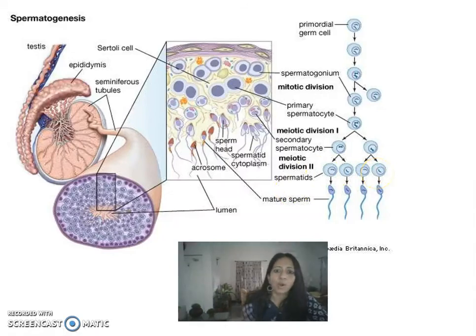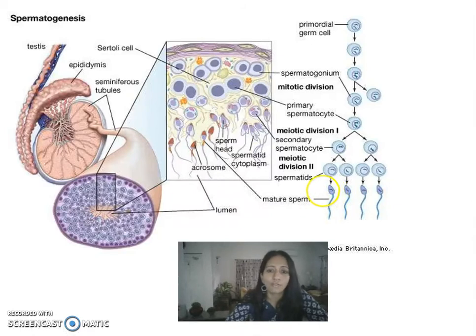Now these haploid spermatids morphologically change and develop a head and tail-like structure. They become motile sperms. This process of morphological change of spermatids into sperms, also known as spermatozoa, is known as spermiogenesis, and this finally leads to the formation of haploid sperms. Although spermatids were also haploid, now morphologically they have changed. They have acquired the shape of a motile sperm.